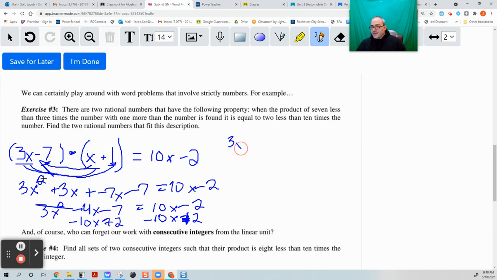Rewrite 3x squared. Let's see. Negative 4x and negative 10x is negative 14x. And then what am I left with? Minus 5, right? Negative 7 and positive 2, negative 5, and then that all equals 0.